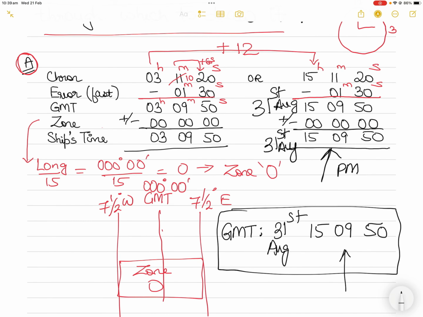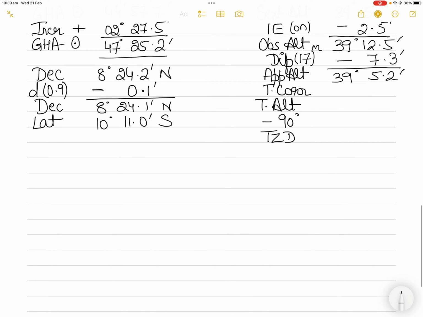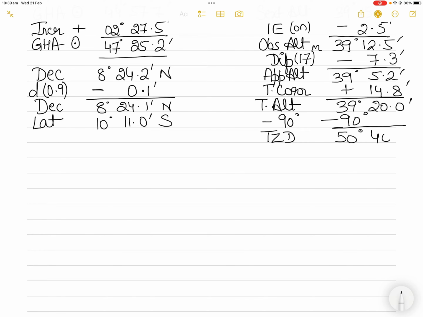There is no interpolation involved in these kind of corrections. You just take the value and you apply it. So you apply plus 14.8. When you add the two, you get 39 degrees 20 minutes. Subtract it from 90 degrees, and you will get a true zenith distance of 50 degrees and 40 minutes. All right, so half of your question is now done. So you've got your true altitude, you've got your true zenith distance as well.